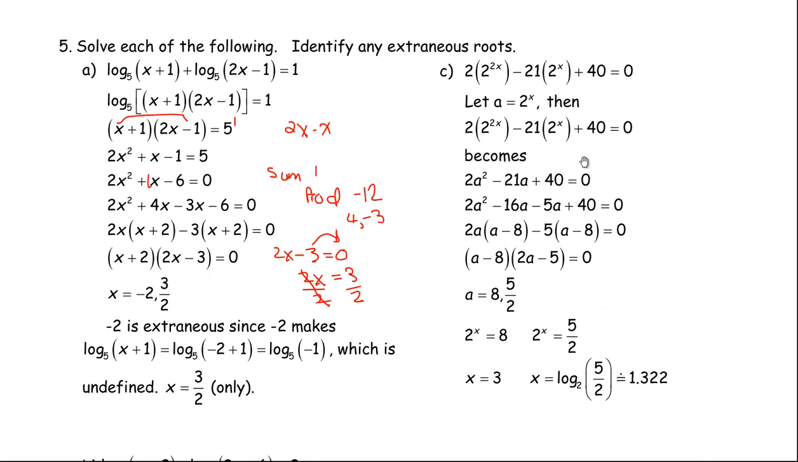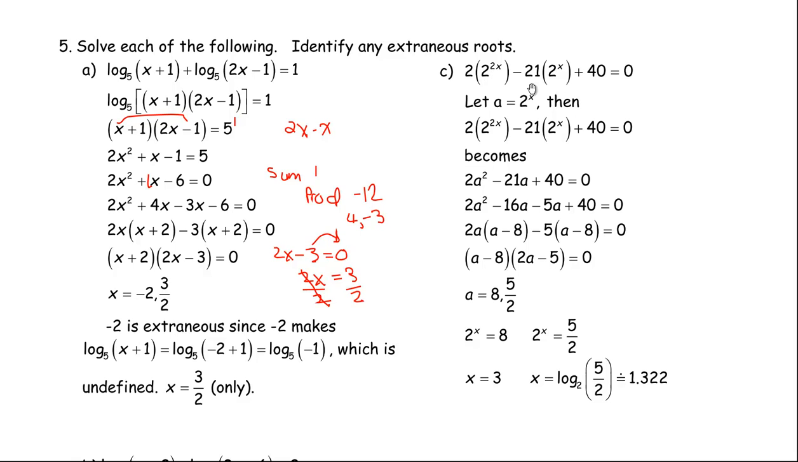C. This in C here is kind of a quadratic exponential equation. 2 to the 2x, you can think of that as the quadratic term, and this is the linear term. So you can actually factor it in that form, but what a lot of people find simpler to do is to make a substitution.